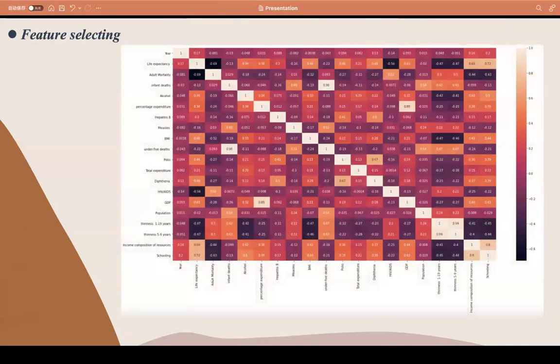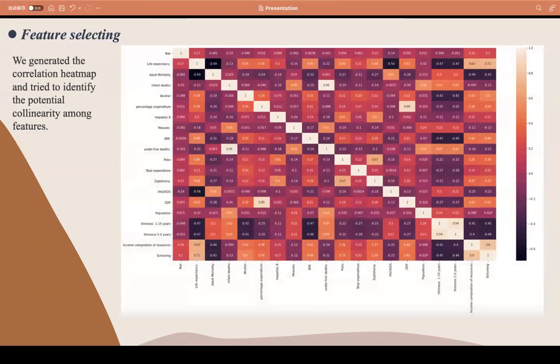Then we generated the correlation heat map and tried to identify the potential collinearity among features. It is shown that there is high correlation between under 5 deaths and infant deaths, GDP and percentage expenditure, thinness 1 to 19 years and thinness 5 to 9 years, income composition of resources and schooling.